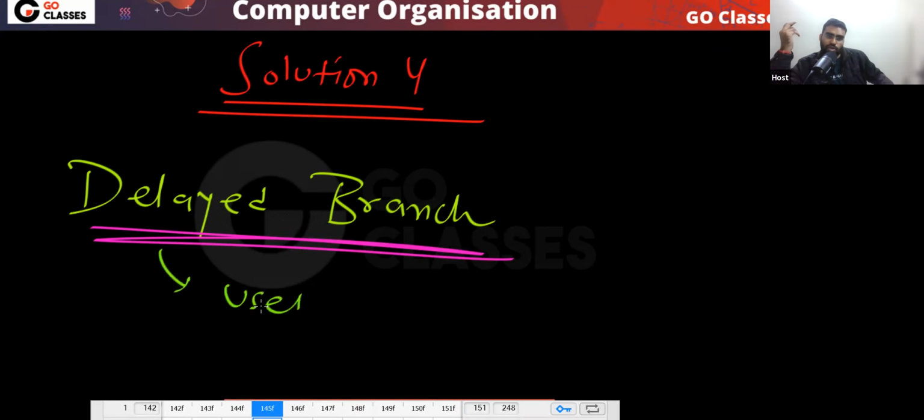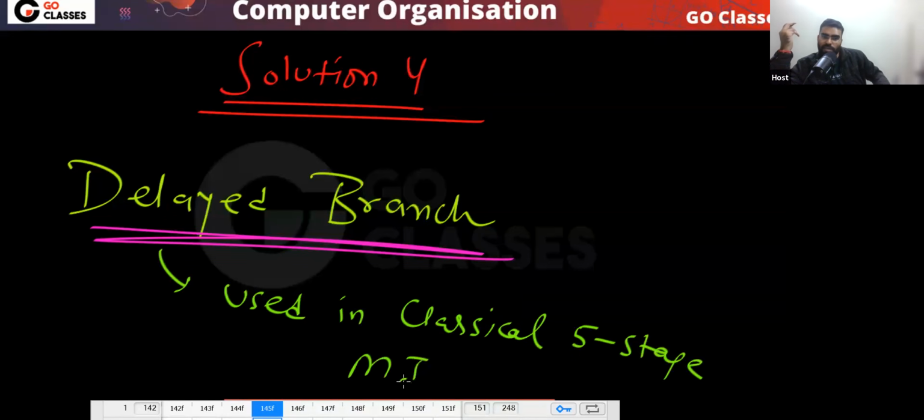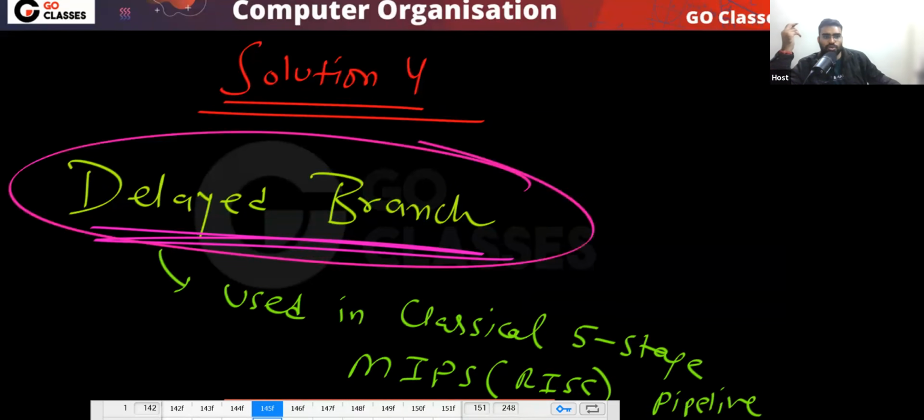This is actually used in our classical 5-stage MIPS pipeline, or you can call it the RISC pipeline. In that pipeline, this delayed branching solution is used. Let me tell you what this solution says.